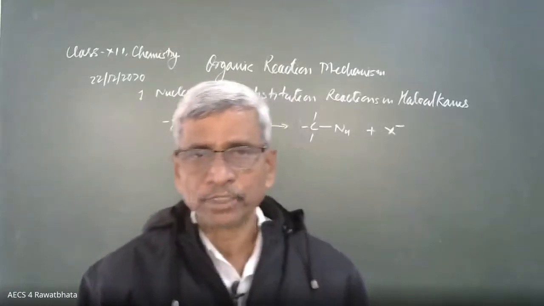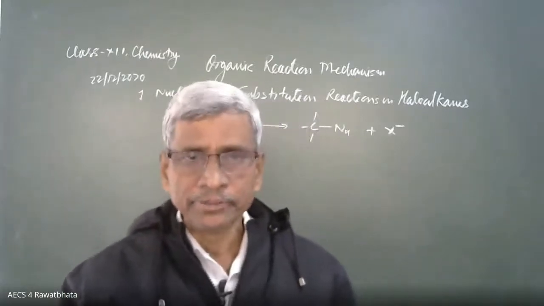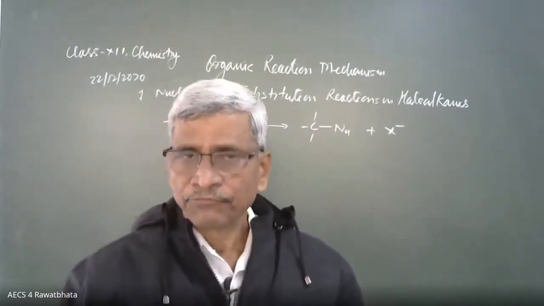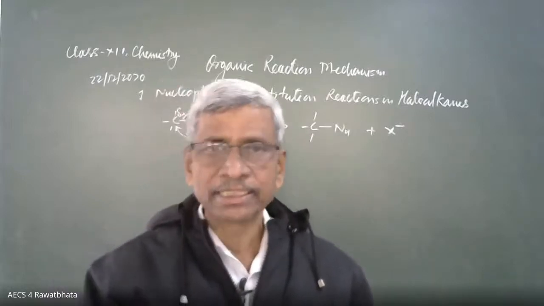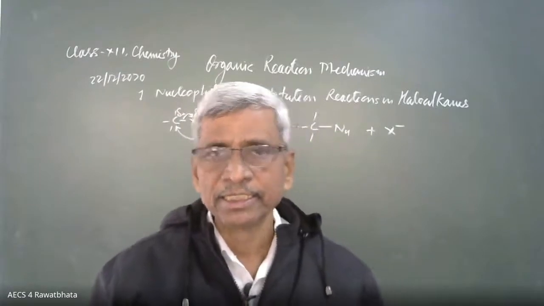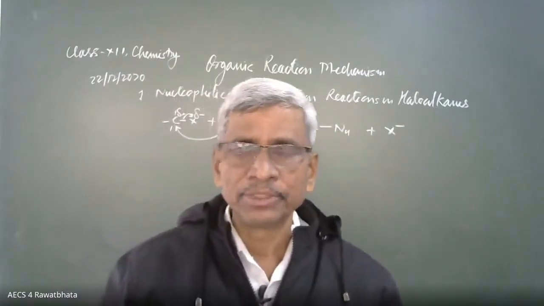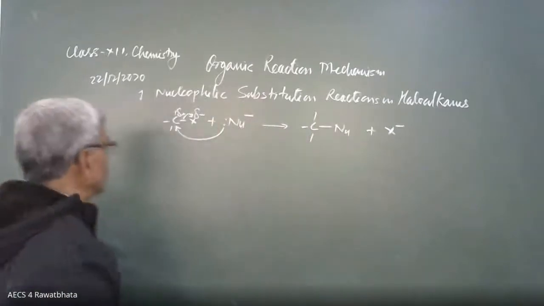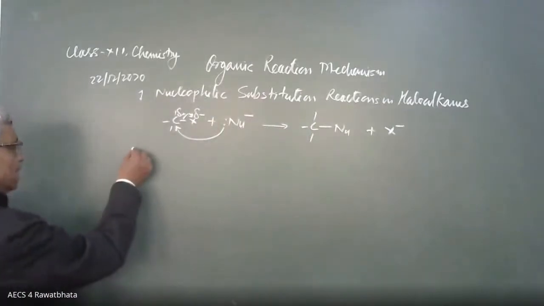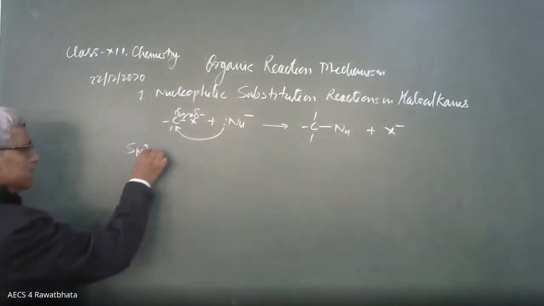Two reactants combine together, one is the haloalkane and the other is the nucleophile. They form the intermediate, and this is the slow step, the rate determining step, where two reactants are involved. That's why it is bimolecular. A single step through an intermediate. So what is the mechanism here? SN2 first, the SN2 mechanism.